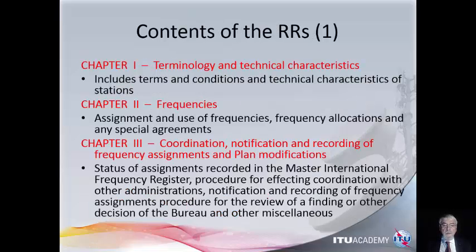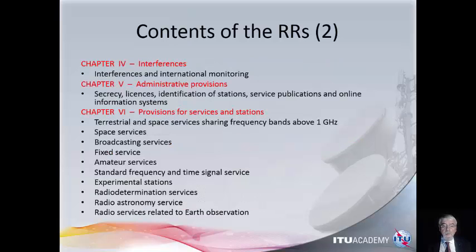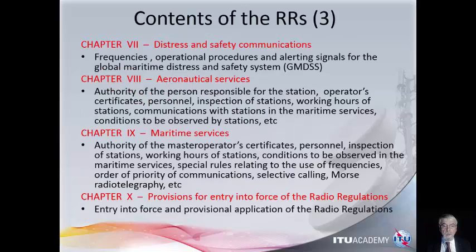The RR content is about Chapter 1, Terminology and Technical Characteristics, Chapter 2 on frequencies, Chapter 3 on coordination, notification and recording of frequency assignments and plan modifications, Chapter 4 on interferences, Chapter 5 administrative provisions, and Chapter 6 on provisions for services and stations. Chapter 7 is dealing with distress and safety communications, while Chapter 8 is about aeronautical services. Chapter 9, maritime services, and Chapter 10, provisions for entry into force of the radio regulations.